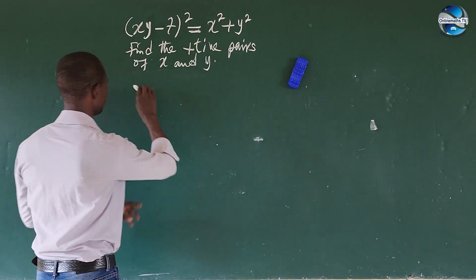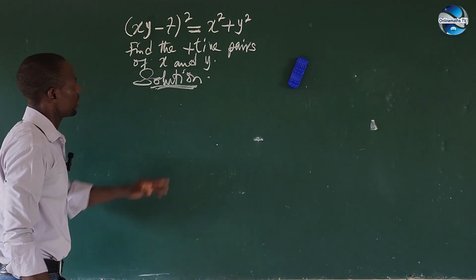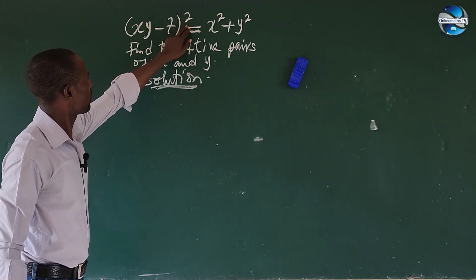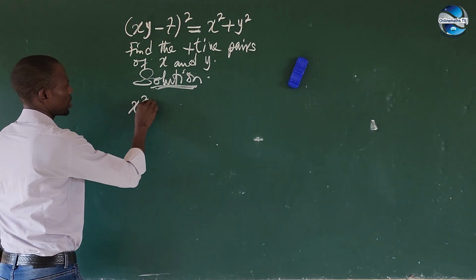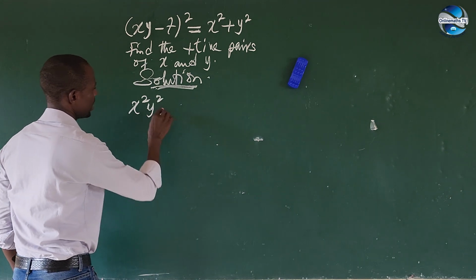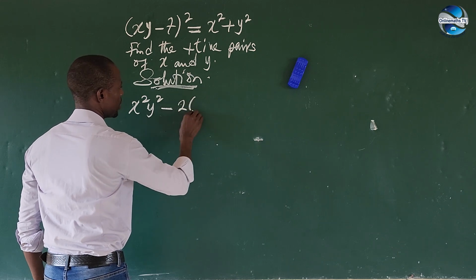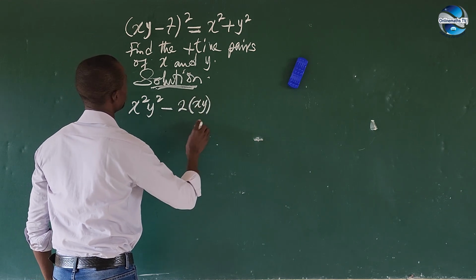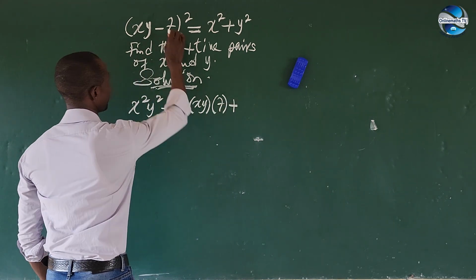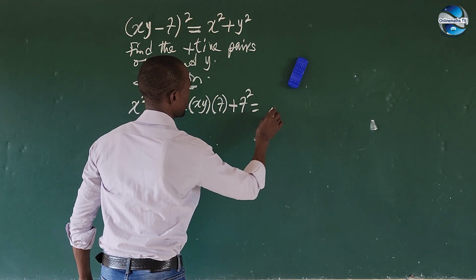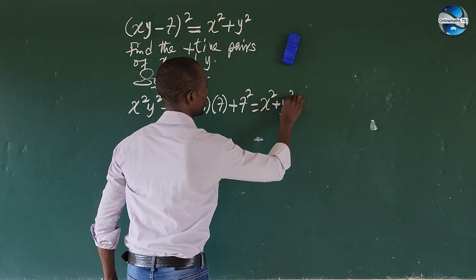Okay, so the first thing is always the question statement, so let's write it down here. The first thing we're going to do is use the power to open up everything. If we open up, this gives us x²y², then minus 2 into xy into 7, then plus 7², equal to x² + y².